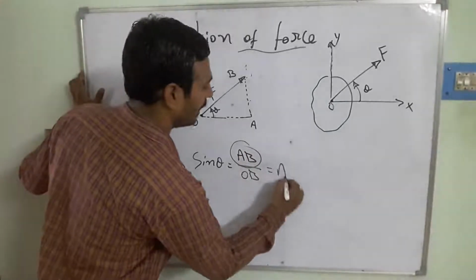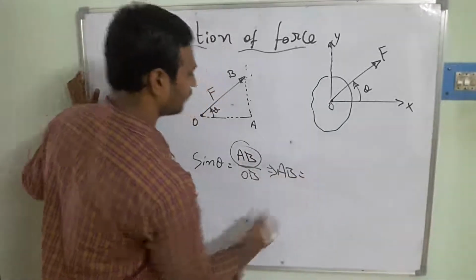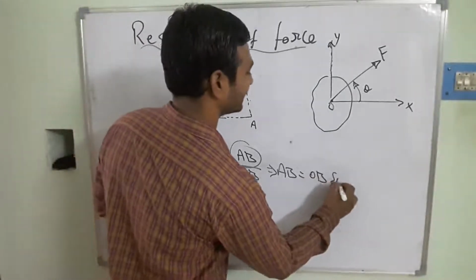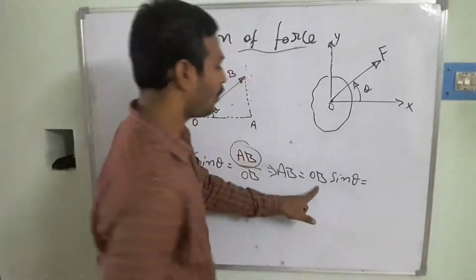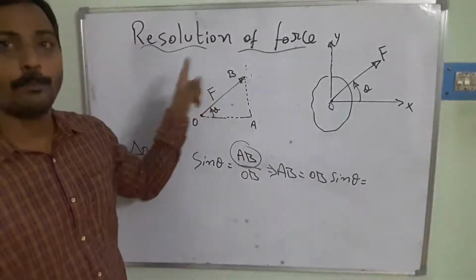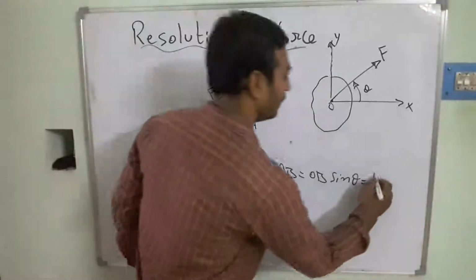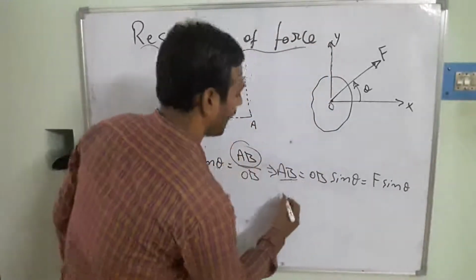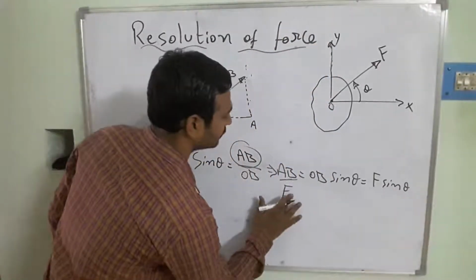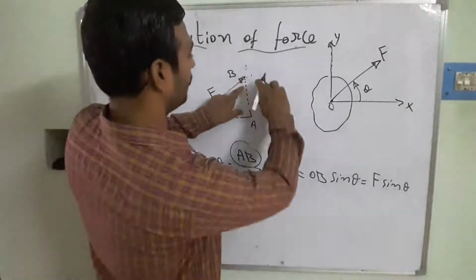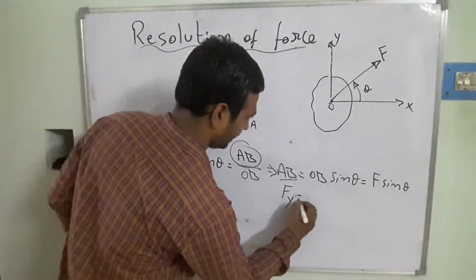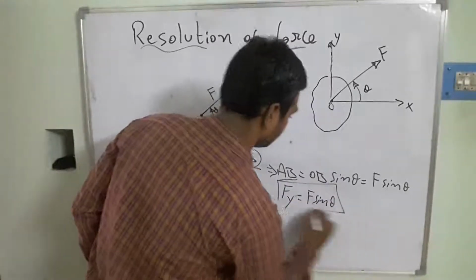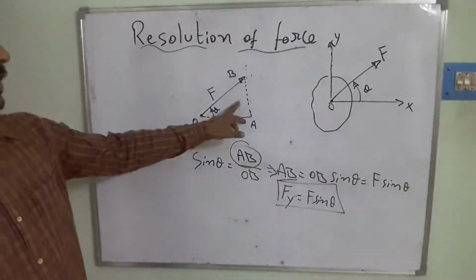So from this, AB is equal to, what is the formula here? That's going to be OB into sin theta. What is the OB here? That is equal to the applied force on a rigid body. That's going to be F sin theta, we got it. So that AB is in the vertical component, that's why I am saying Fy is equal to F sin theta. Alright, so this way we are going to be calculating.